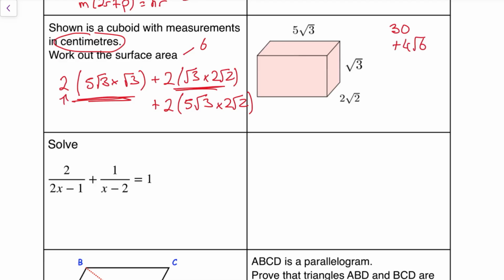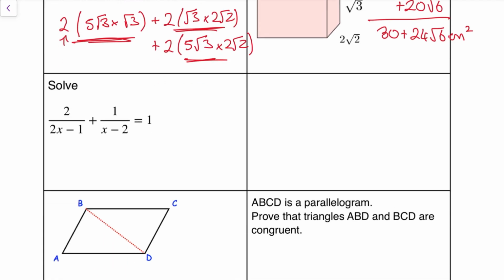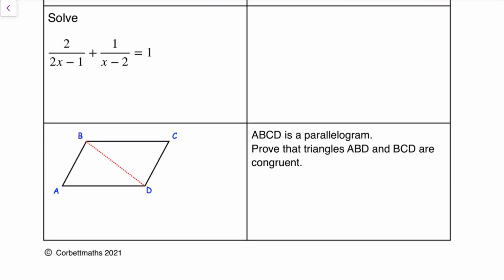So not ideal, it's not going to be a nice number, but that is what it is. And then finally, root 3 times root 2 is again root 6, times by 2 times 5 is 10 root 6, and times by 2 is going to be 20, which is going to give me 20 root 6. And let's tidy all of this up, and that's going to give me 30 plus 24 root 6. And it says the units, so let's write them down, centimetres squared, because it's an area. Question done. Next question. Okay, algebraic fractions.